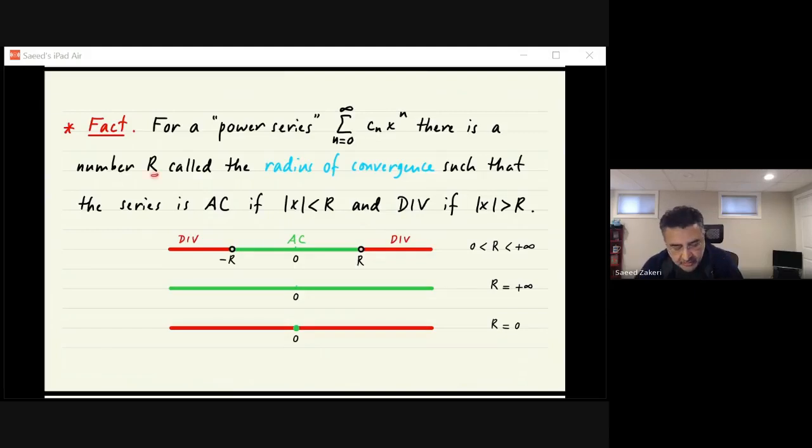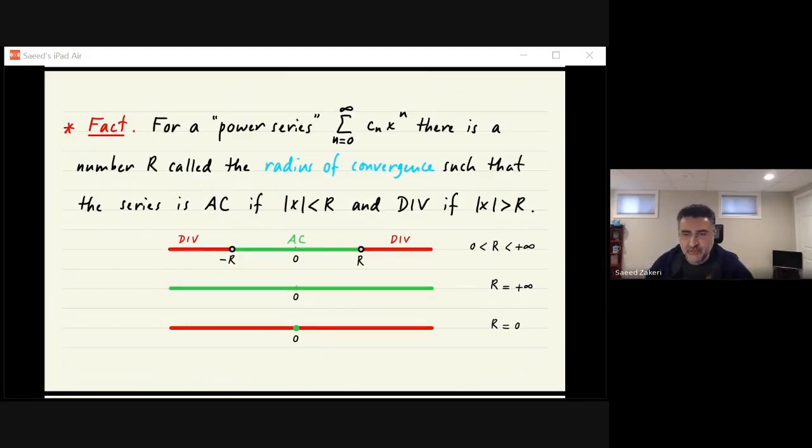This number r, the radius of convergence, depends on these coefficients. So depending on what the coefficients are, you apply the root test or ratio test, and you find r. This picture shows the case where r is a number between 0 and infinity. There are two extreme cases. If the radius r is infinity, then it's like pushing this green all the way to the real line. Everything is green. So the radius of convergence here is infinity.